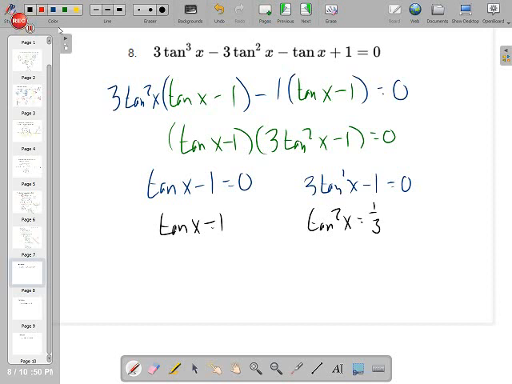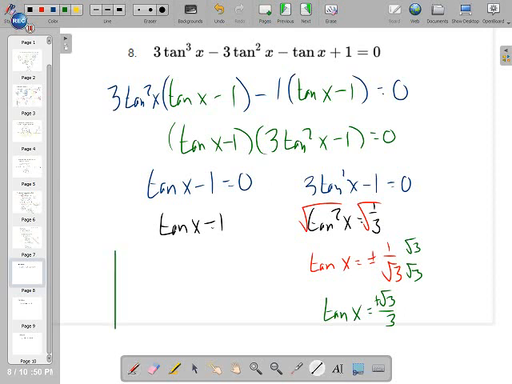Square root, plus or minus 1 over radical 3, which, when you rationalize it, actually makes it a little better. Tangent of x is radical 3 over 3, plus or minus. Again, don't forget that because you're going to lose half your answers. So we need to think, when is tangent 1 and when is tangent radical 3 over 3?